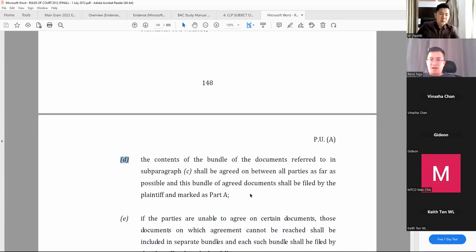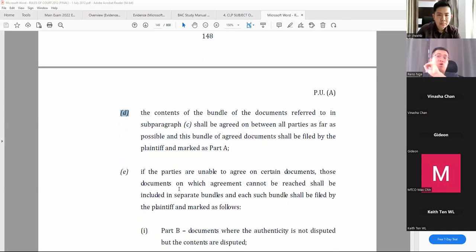So what does it mean? It means when you go to court, you will have a lot of documentary evidence, right? So, our practice is that I, as a plaintiff, will give the defendant a copy of my documentary evidence. The defendant will give me their documentary evidence. We will mark each other's documents. So part A means we all agree with the content and authenticity, which means we don't challenge this. We don't challenge the content. We are all okay with that.